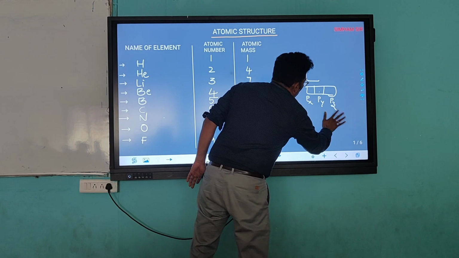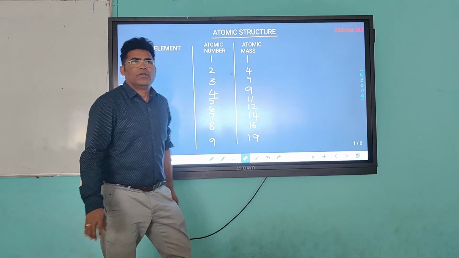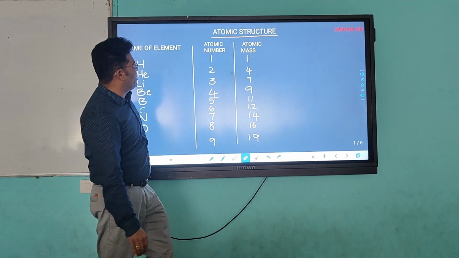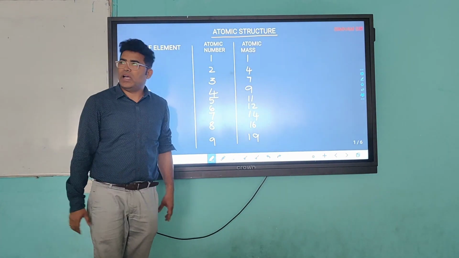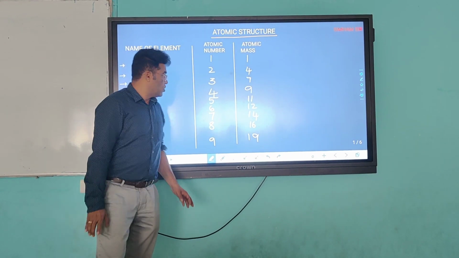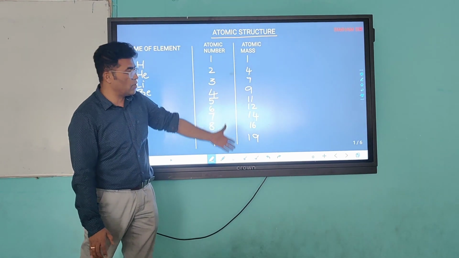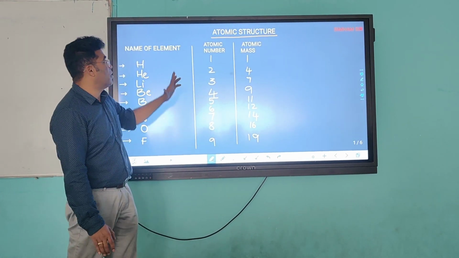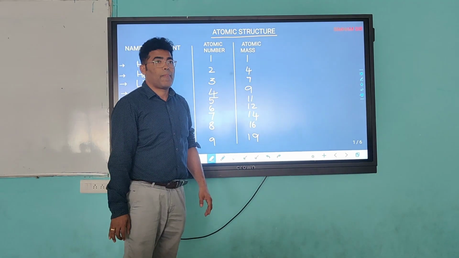Elements for total first year and second year intermediate. For first year and second year intermediate, you need a few elements. These are hydrogen, atomic number 1, mass number 1. Atomic number is denoted as Z, mass number denoted as A.